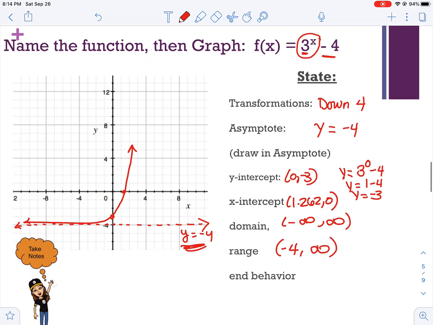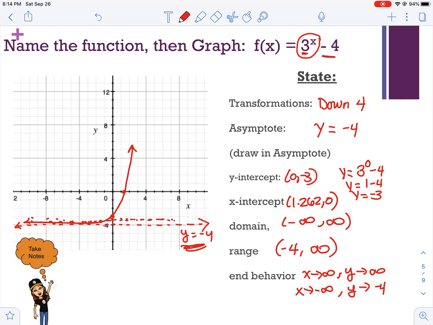Okay? My end behavior, as x is increasing, so as x is going to infinity, I can see as this graph is getting bigger and bigger x values, the y values are going up. So I know the y is going to infinity. Okay? If I go the other direction, as x's are getting smaller, I can see that the y values are heading towards that -4. So as x goes to -infinity, y is going to -4.